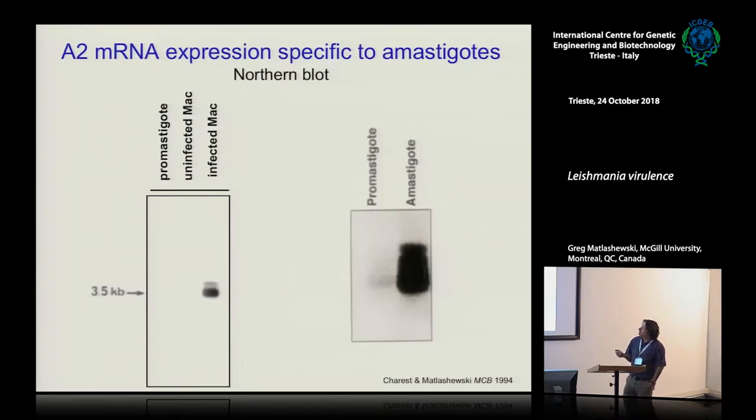And if you just grow axenic promastigotes or amastigotes, again, this is at the RNA level, this gene is turned on here. So this was probably the first example of a stage-specific gene which is expressed in Leishmania, called A2, and it's probably still one of the best identified genes which is specifically expressed. You could see the year it was published, 1994. I think many of you maybe weren't even born at that time. So it goes back a long way.